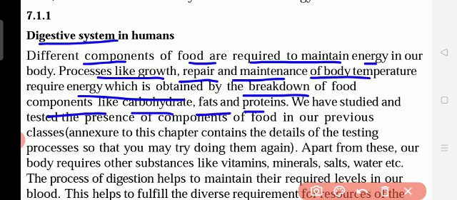Underline this point. What do we need the energy for? For growth, repair and maintenance of body temperature. And from where do we get the energy? From carbohydrates, fats and proteins. We have studied and tested the presence of components of food in our previous classes.